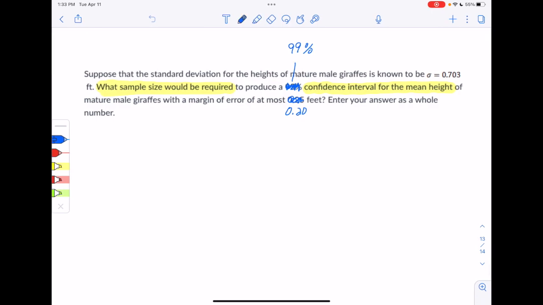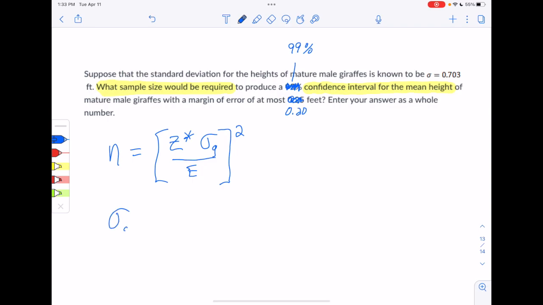Okay, so starting off writing down that formula, we have n equals, brackets, z star times sigma guess over the margin of error that they want, and all of that is inside of brackets and squared. So we just need to start gathering all those pieces. For the sigma guess, like I said before, the best guess you could ever have at sigma is the real thing, and that was given to us as 0.703. So that's what we'll use. And then margin of error was also given. They want it to be 0.20 feet.